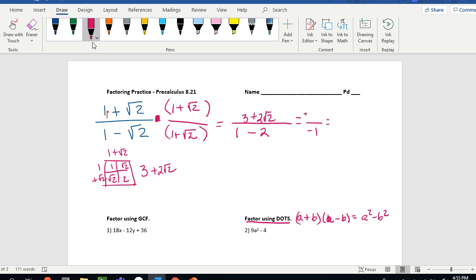And that means it just negates everything that's on top, right? That's what dividing by negative 1 does. So, this isn't equals. I thought that it was a minus sign. Heaven help me. Negative 3 minus 2 root 2, final answer.